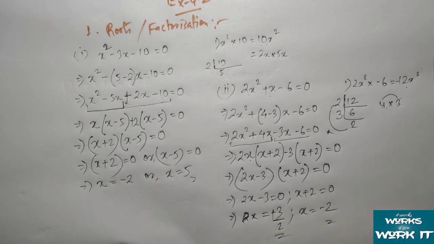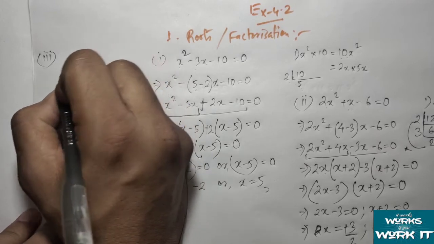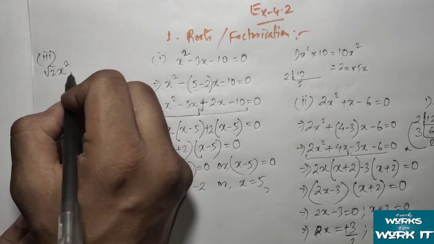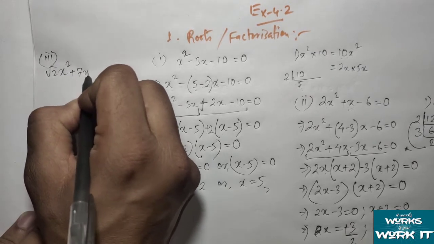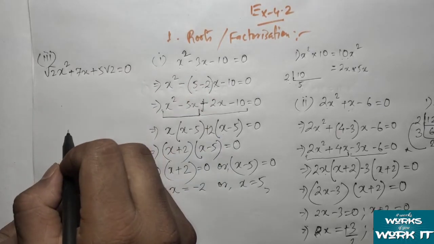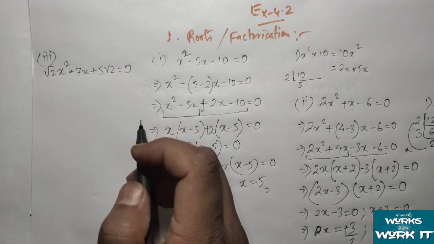Okay, let me take another example here. That will be question number 3. Root 2x square, then plus 7x, then plus 5 root 2 equal to 0. Okay, this is the quadratic equation.